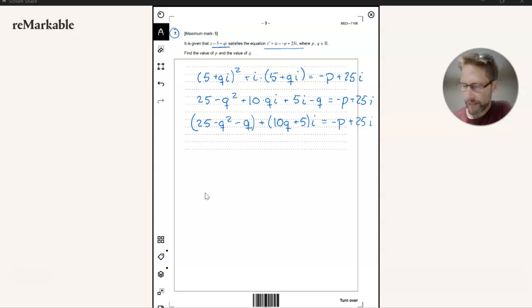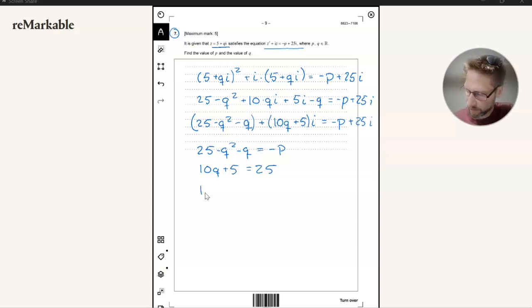And the right-hand side is just a real part plus an imaginary part times i. So when are these the same? Well, it's when the 25 minus q squared minus q is equal to minus p, which is kind of complicated. But then the nice part is that 10q plus 5 has to be equal to 25. So obviously, the nicest of these two equations is the last one.